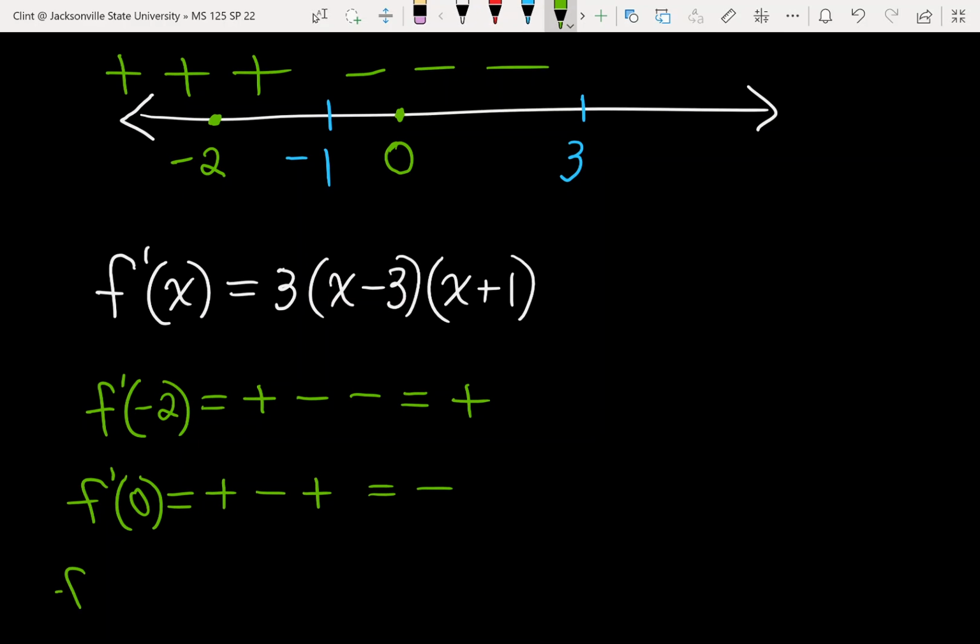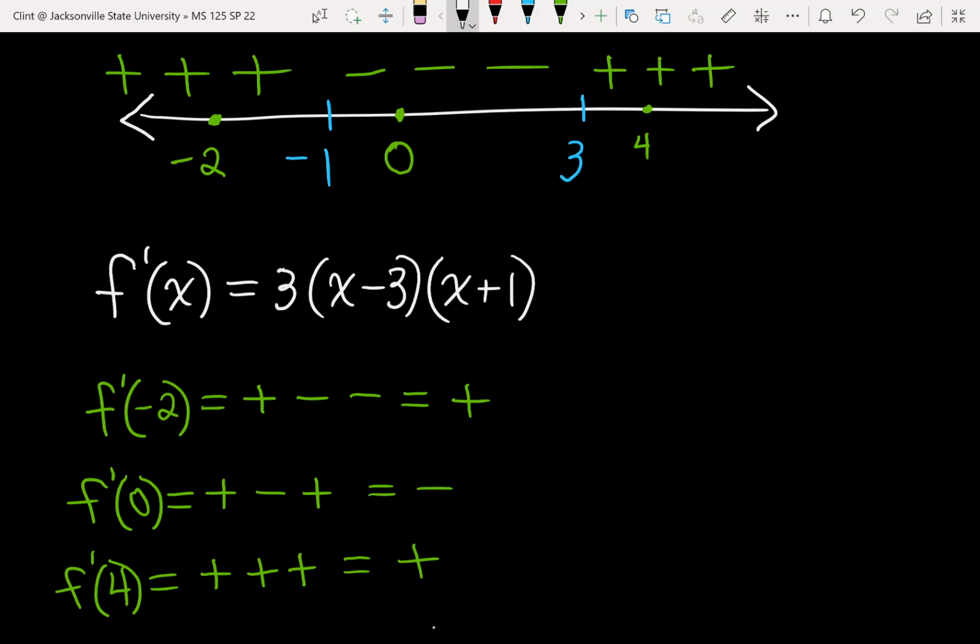We need to do one more. So we need something bigger than 3. What do you want to use? 4? All right, sounds good. So 3 is positive, and then 4 minus 3 is positive, and 4 plus 1 is positive. So this thing will be positive on that portion.